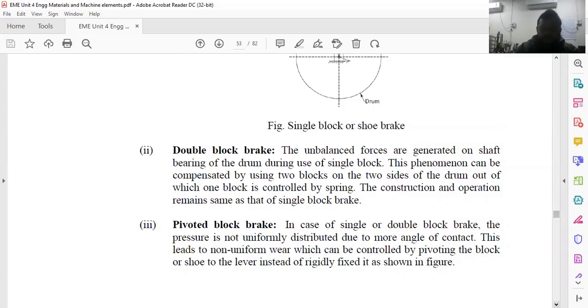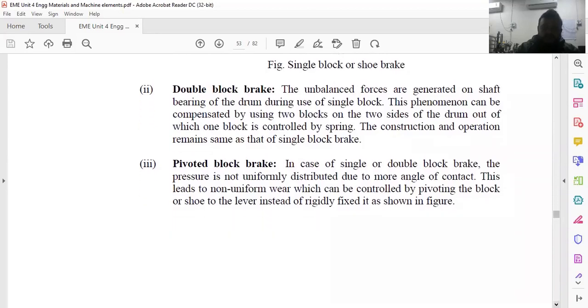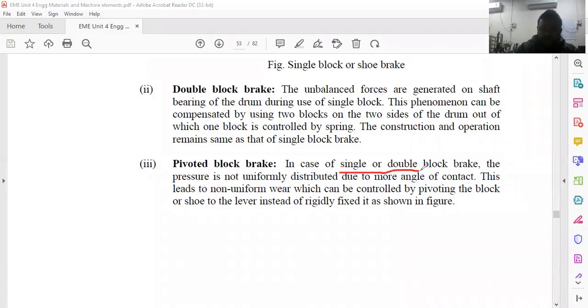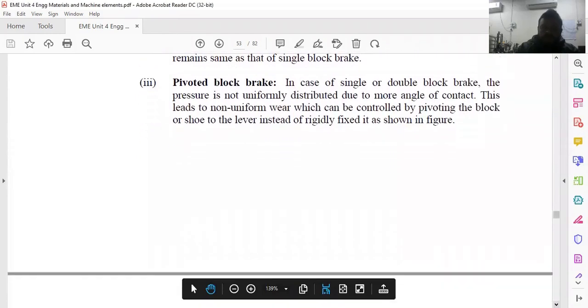We also have another type of brake, that is the pivoted block. Just have to see here, in single or double block brake, the pressure is not uniformly distributed due to the larger angle of contact, as you have seen in the figure. But by providing a pivoting kind of block, we can easily resolve such issues of uniform distribution of the load. So we can effectively provide the uniformly distributed load by means of the pivoted block instead of single or double block. So this is about the pivoted block brake.